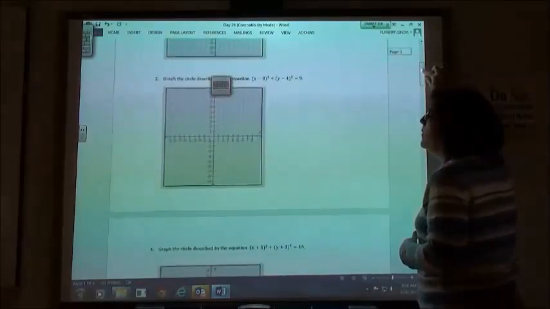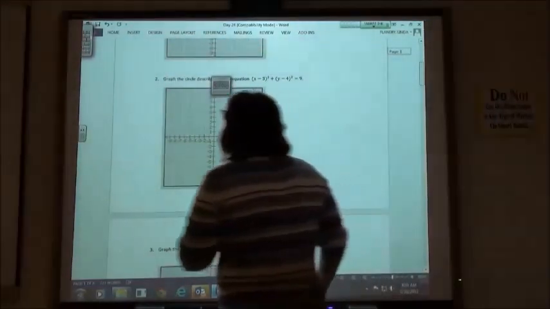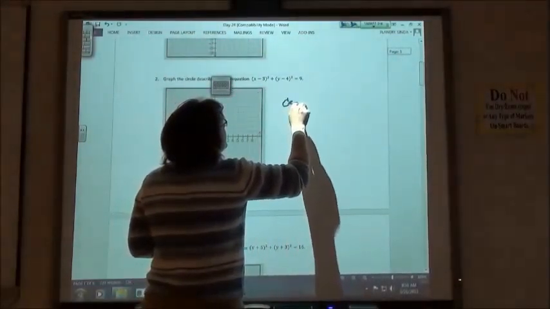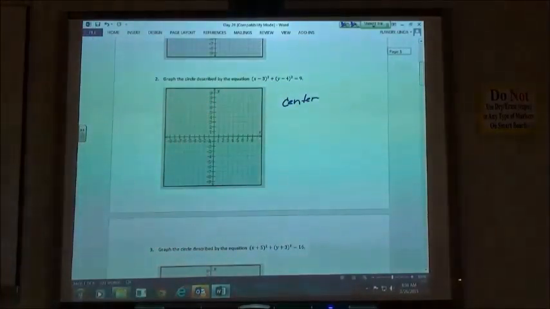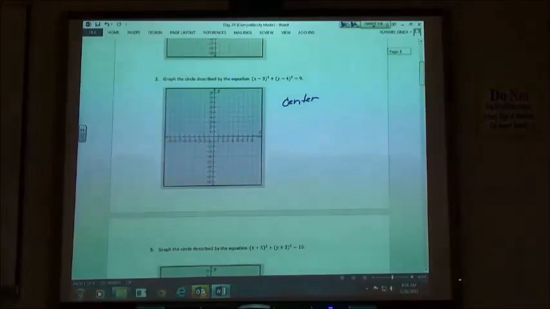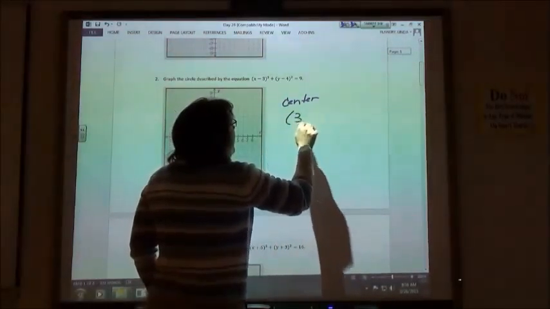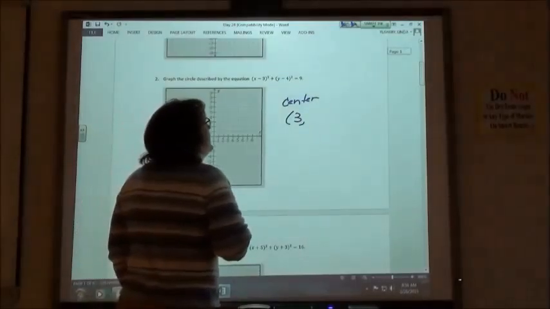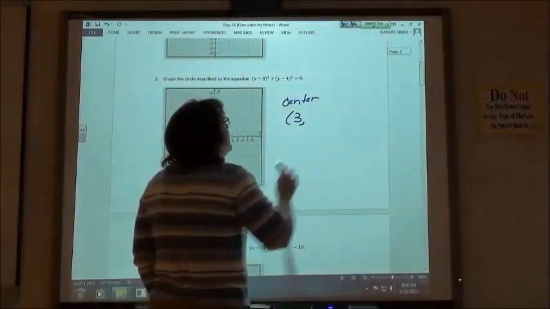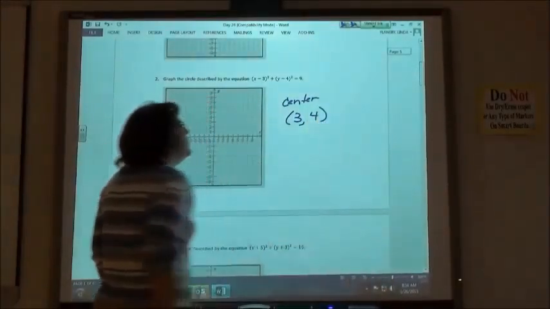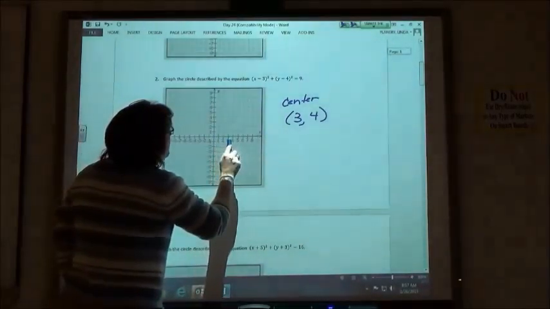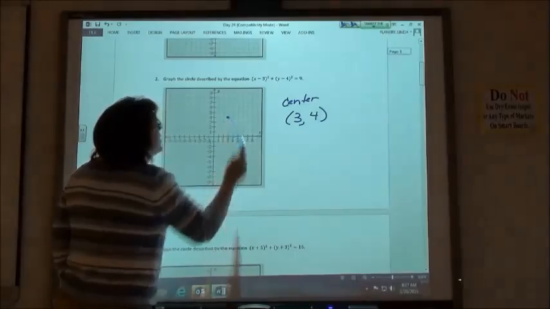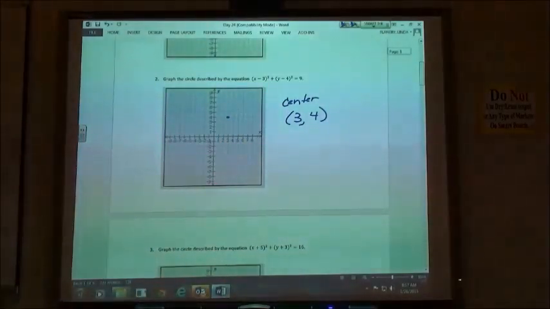So, number 2. First thing I'm going to do is pick out where my center is. Where is the center of my circle? It's going to be positive 3, positive 4. So it's going to be at (3, 4). So here we're going to go over 3, up 4, and that's where our dot for the middle of our circle is going to go.